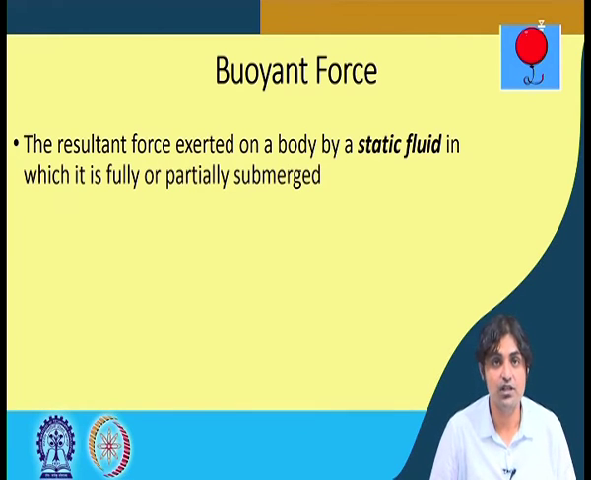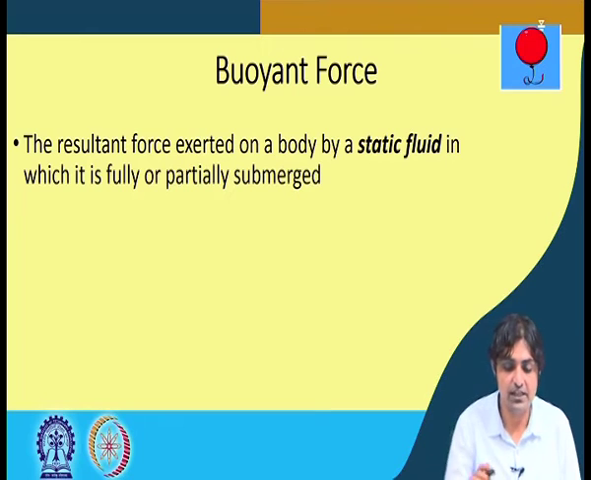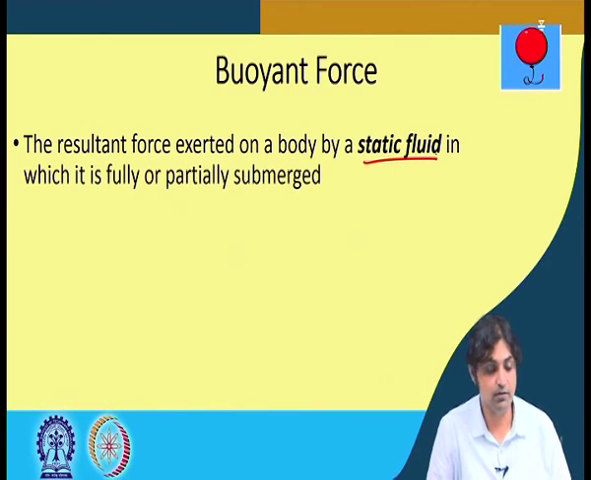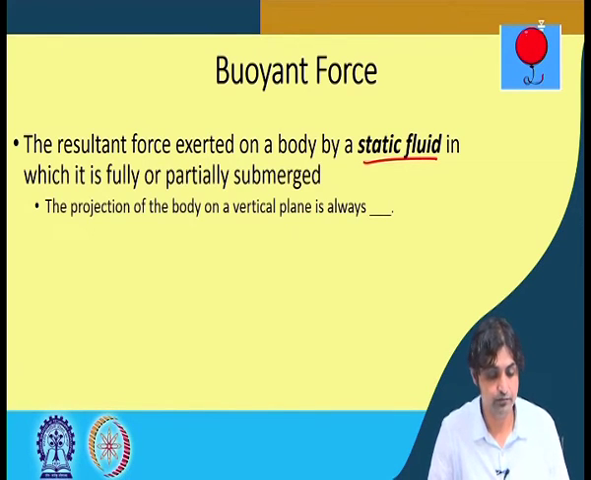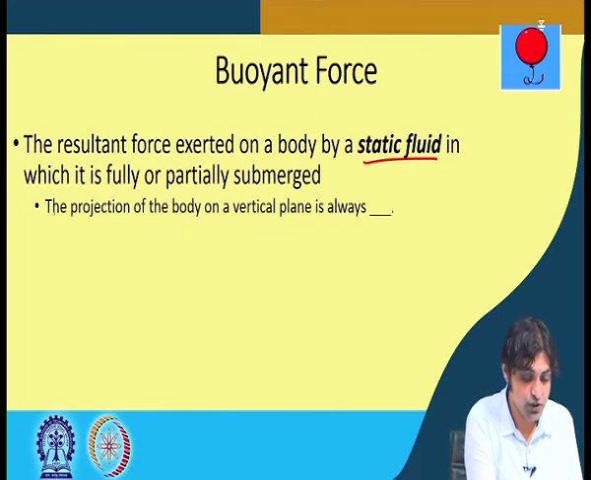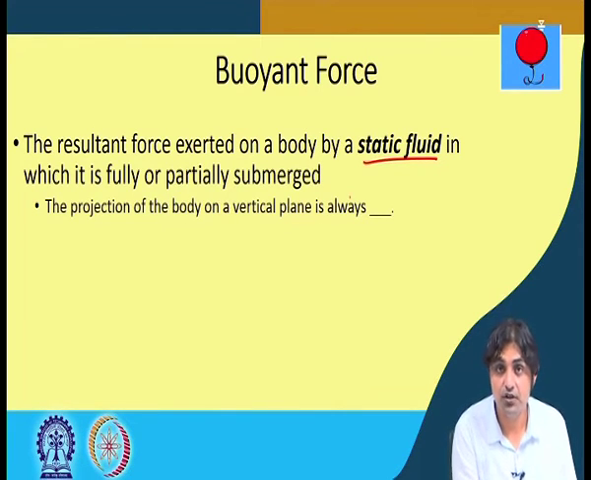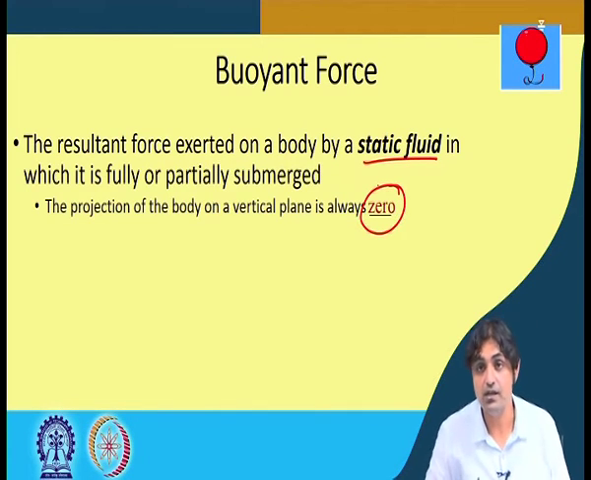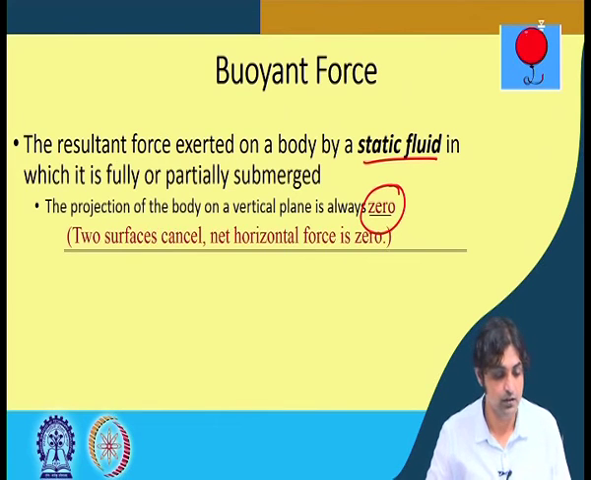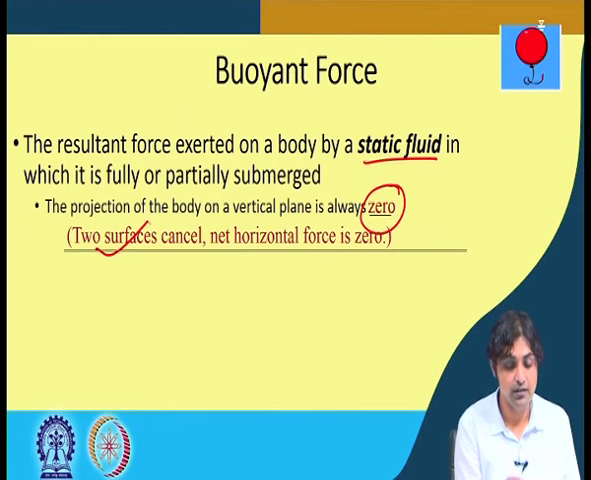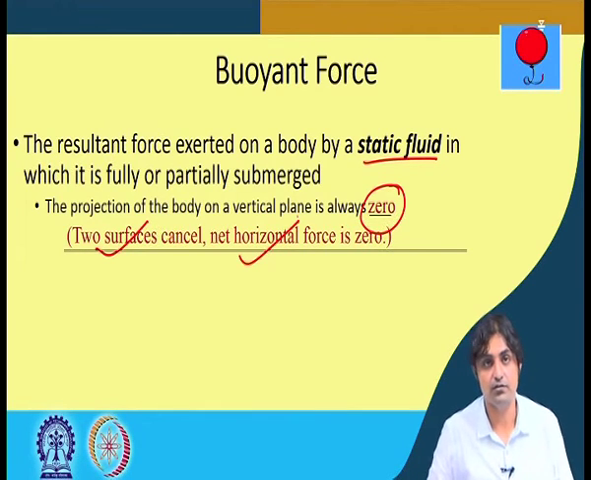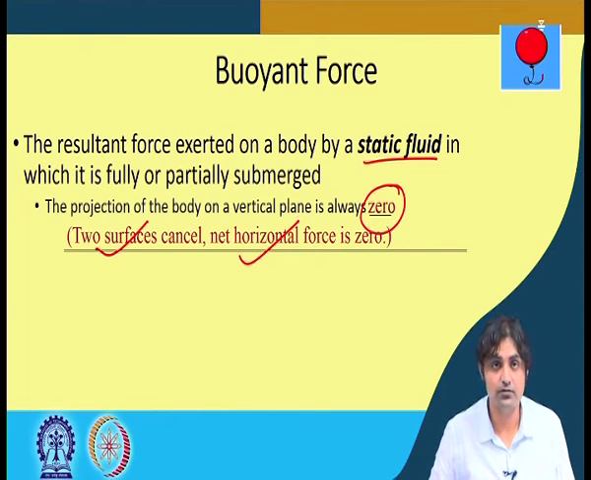The resultant force exerted on a body by a static fluid, this is quite an important term here, in which it is fully or partially submerged: the projection of the body on a vertical plane is always going to be 0. This means the two surfaces cancel, the net horizontal force is 0. That is very important.